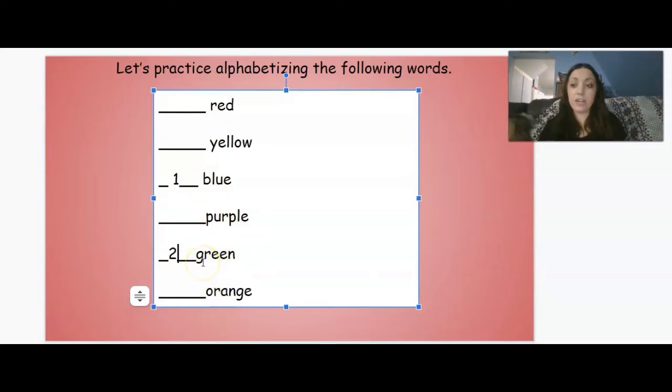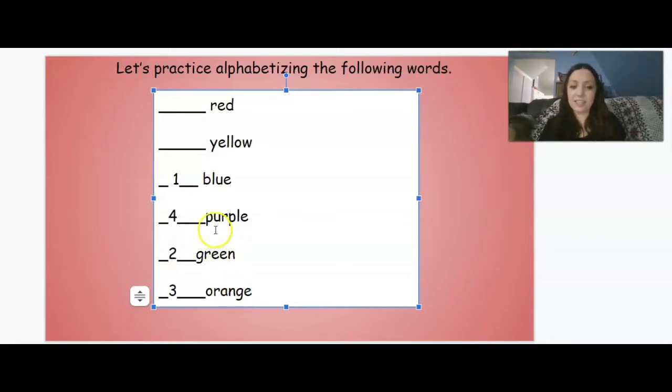So we have G. What letter comes after G? H. Need that start with that? I. J. K. L. No. How about M? N. How about O? Yes, we have this word down here, so I'm going to put a 3. Orange. So far I have blue, green, orange. What letter comes after O? N-O. P. Very good. Do I have any words that start with P? Yes, right here.